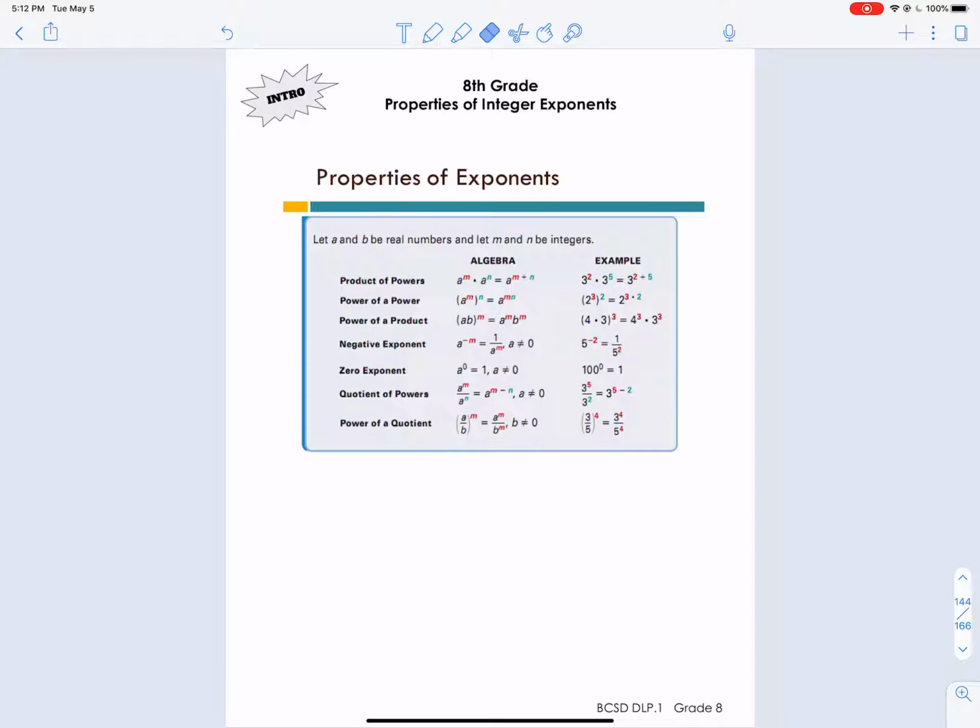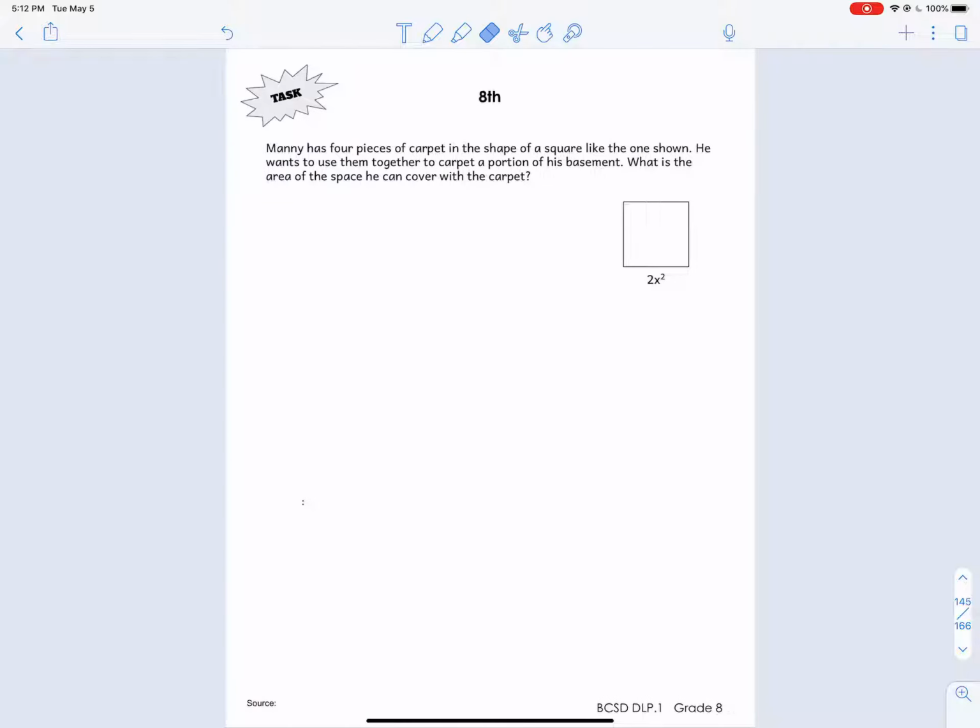Okay, this is day 13 of the distance learning math packet. All right, so we have a table that shows us the properties of exponents. Again, something we've already covered, so it should be review. And again, you can pause this and come back to it if we need it later on. Okay, so let's take a look at the task.